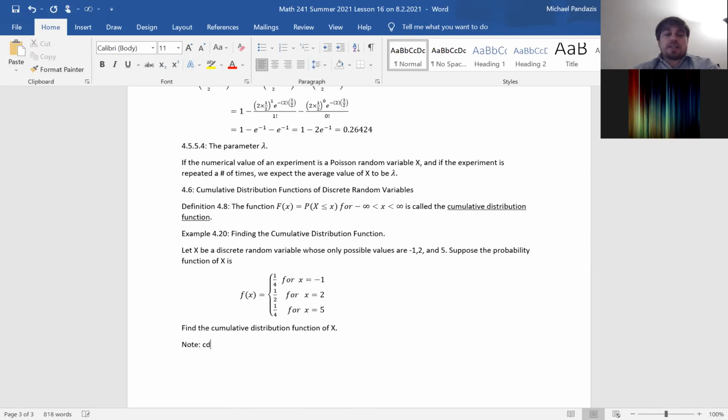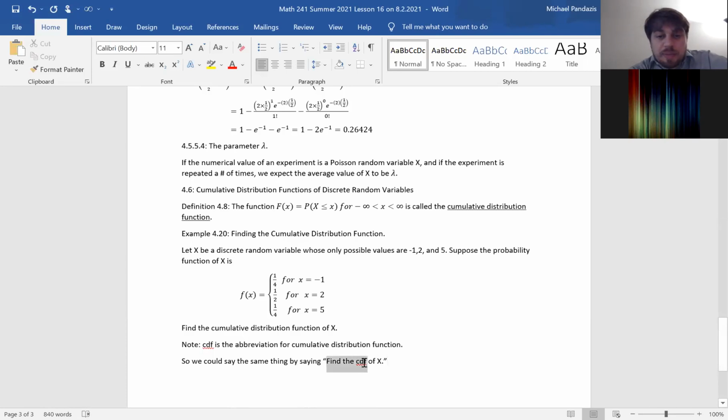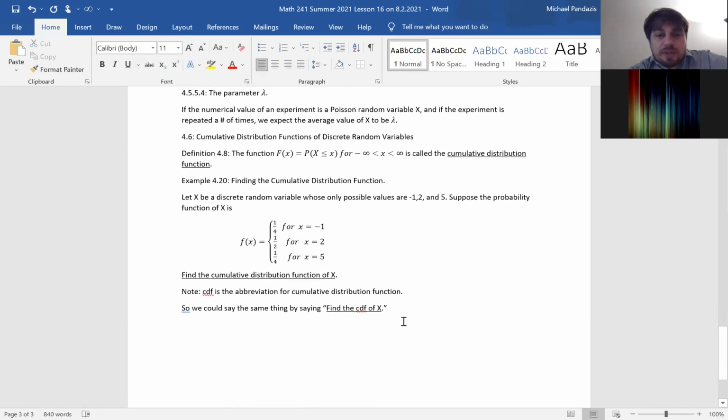And I want to note that CDF is the abbreviation for cumulative distribution function. So we could say the same thing by saying find the CDF of capital X. Find the CDF of capital X is saying find the cumulative distribution function of capital X. So I'm going to underline this. These are both the same thing, except we're using the abbreviation CDF to mean cumulative distribution function.